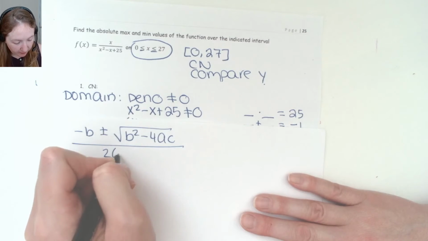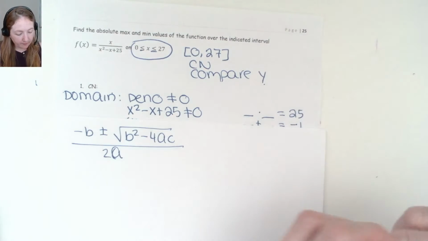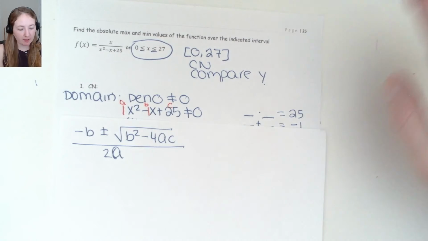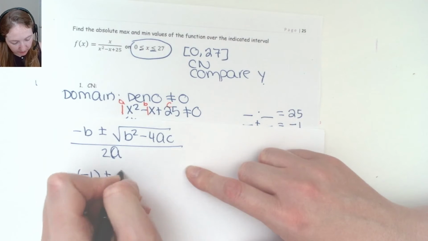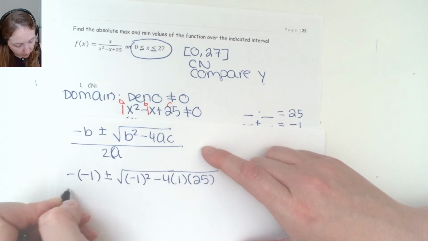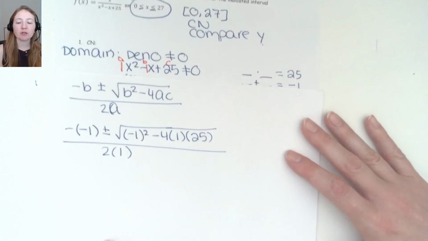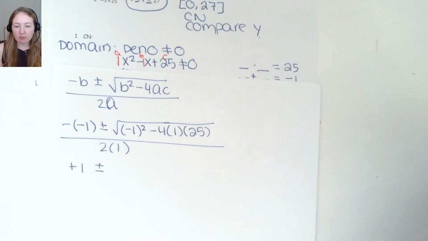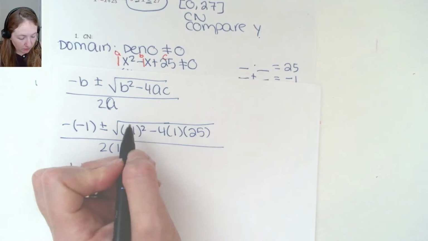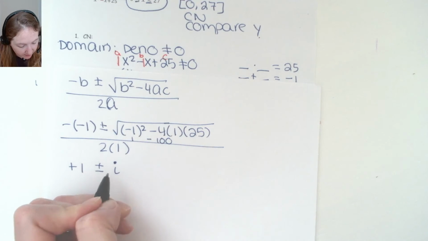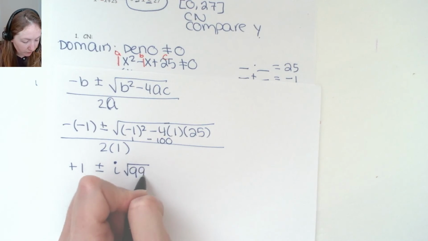So in this case, I would plug in to my quadratic formula the a of 1, the b of -1, and the c of 25. So I would have -1 plus or minus the square root of -1 squared minus 4 times 1 times 25, over 2 times a. And what you're going to notice here is that underneath this radical, you end up getting an imaginary number. Specifically, you end up getting -99 because you would have 1 minus the 4 times 25, which would give you 100. So that's going to give you an i square root of 99.